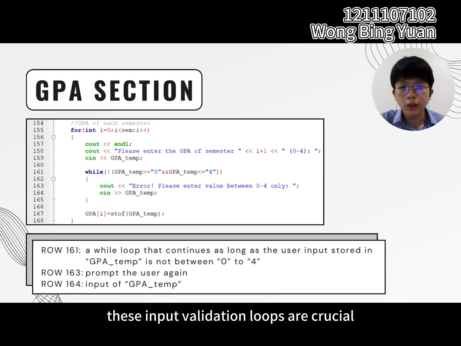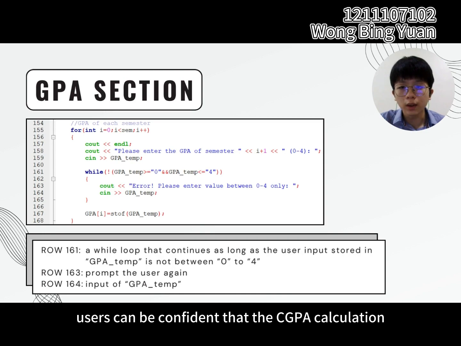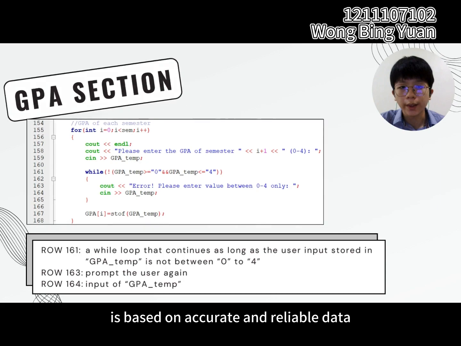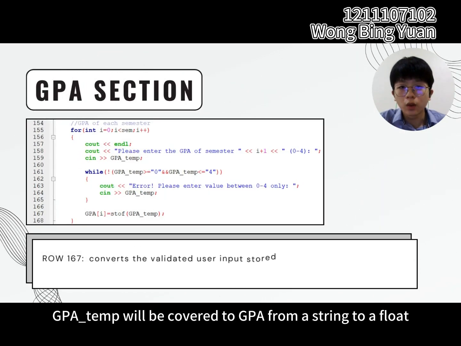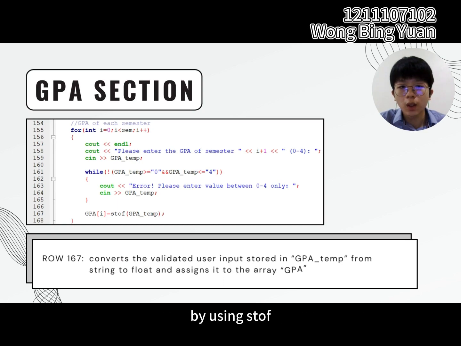These input validation loops are crucial. They prevent incorrect data such as alphabets or symbols from affecting the program's calculations. Users can be confident that the CGPA calculation is based on accurate and reliable data. Once validated, GPAtemp will be converted to GPA from a string to a float by using stof, which is shown on row 167.